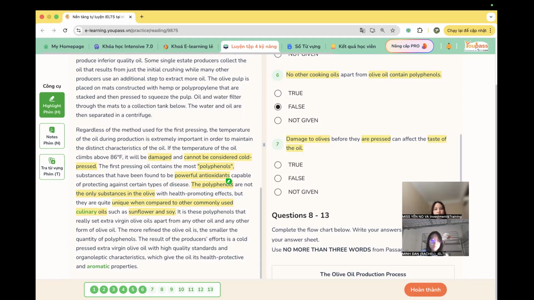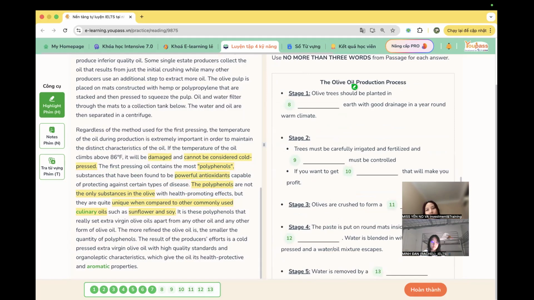So do you think that's true, false, or not given? Not given. It's true, actually. Because right here, it will be damaged and cannot be considered cold press. When they mention the first pressing oil will have the most polyphenols. Very important. So this will be true. Okay.